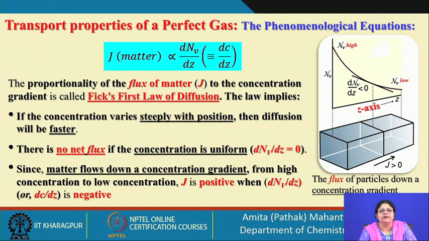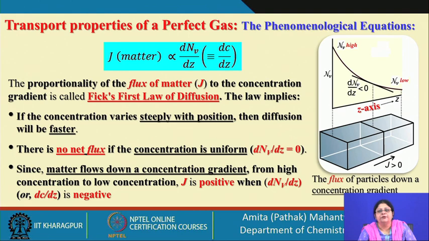If there is a gradient, since matter flows from a higher concentration to a lower concentration region, it is expected that some particles will diffuse, and if some particles diffuse, you will have some flux generated, and this flux is the J which we are talking about. This cannot be negative. But J can be positive only when the gradient is negative. Either it is a number density gradient with distance, or the concentration of particles or molecules with distance has to be negative.